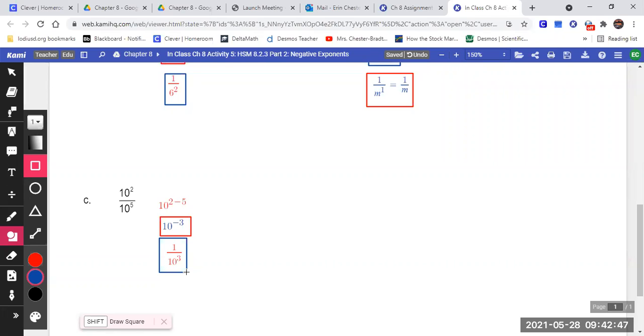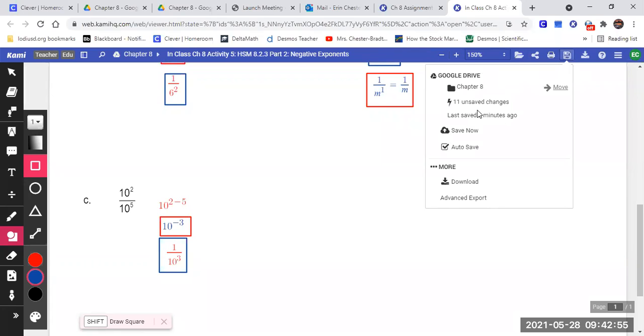Okay, any questions about this? Save it, turn it in. Let's get working on the assignment. Save it, turn it in on Kami, turn it in the Google Classroom.